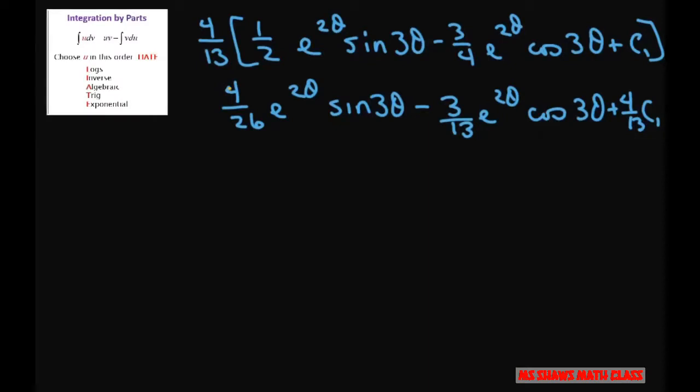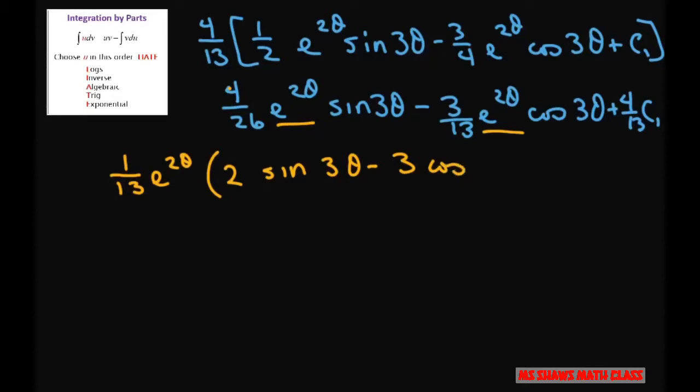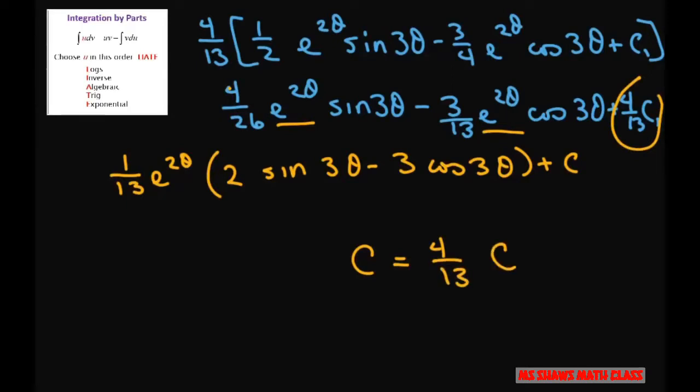All right, now let's pull out a 1/13. This is really 2/13, right? So we can pull out 1/13, and we can also pull out our e to the 2 theta to make this look nicer, and we'll get 2 sine of 3 theta minus 3 cosine of 3 theta plus C, and we're going to let C equal 4/13 C1. And that would be your final answer.